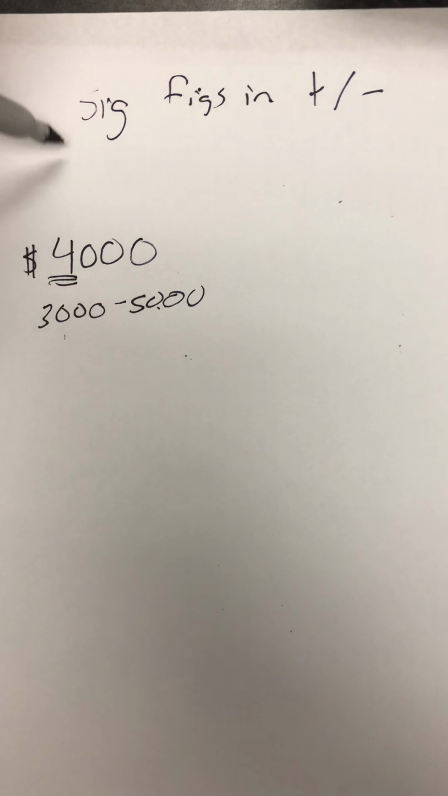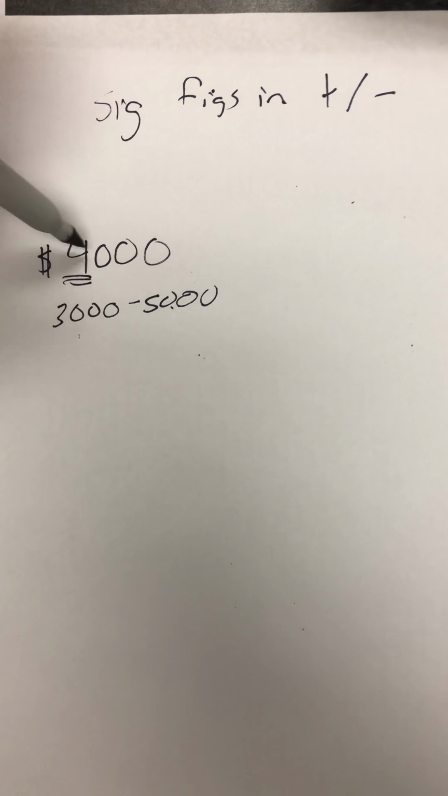Woohoo! Well, what we know from this is that if you have $4,000, this is actually a range between $3,000 and $5,000, because this is the last significant figure. This thing only has one significant figure, so plus or minus 1 of this 4 would be 3 and 5. So this is some kind of range between 3,000 and 5,000.